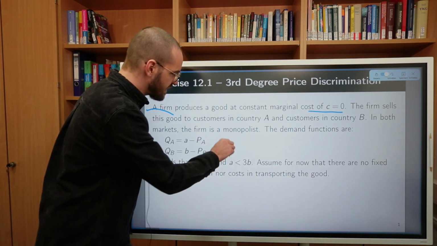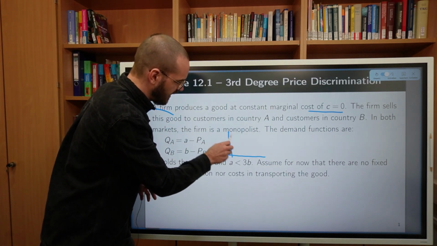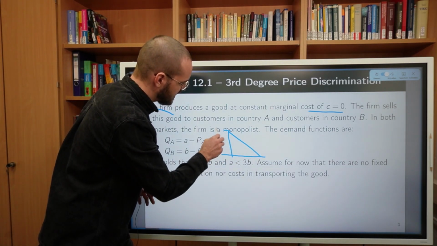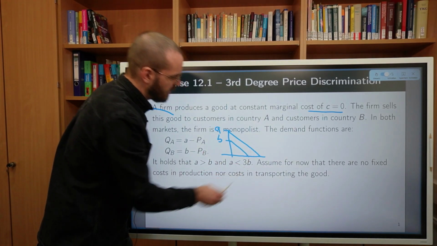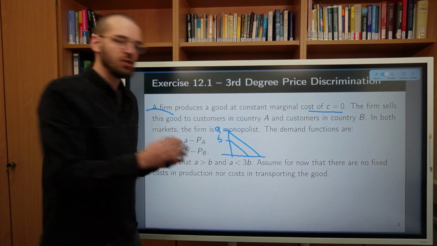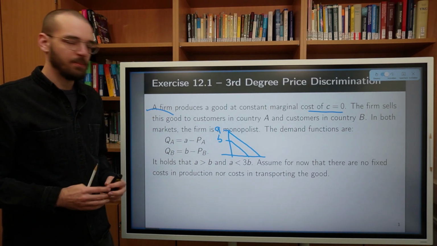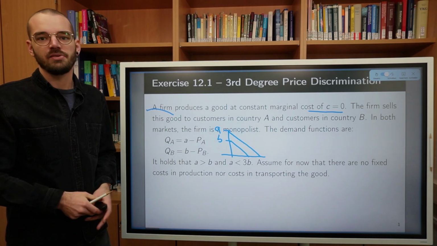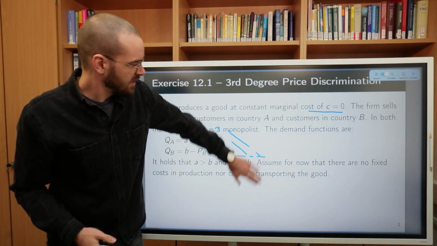So what we know is that this situation looks somewhat like this, where A is somewhere up here, and then there is B somewhere below, and these two demand functions, of course, are parallel, and they are just shifted upwards in the case of country A. All right, so enough about this.